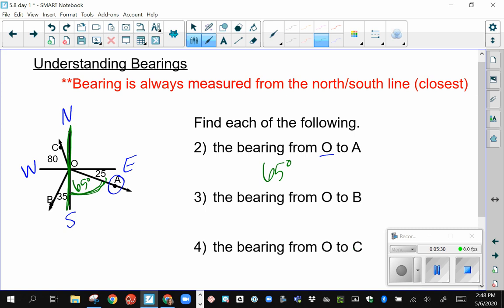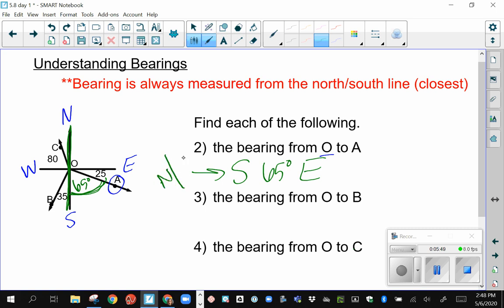And the way that you name this properly is you're either going to write north or south first. And we were closest to the south measurement. So I'm going to write south 65 degrees towards the east. So the first part will either say north or south.